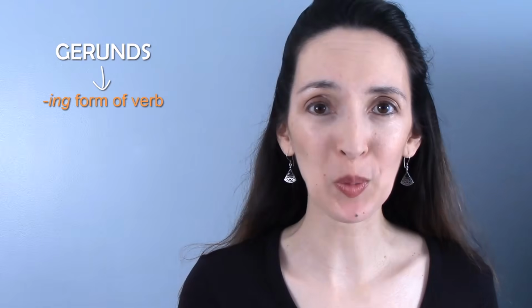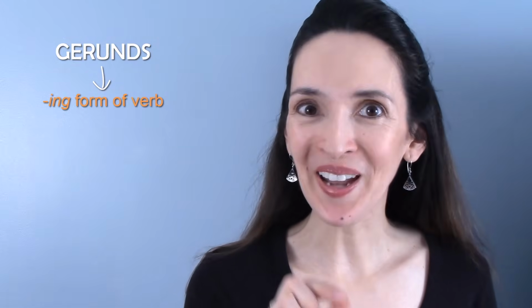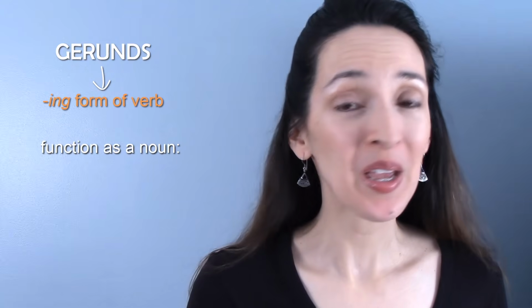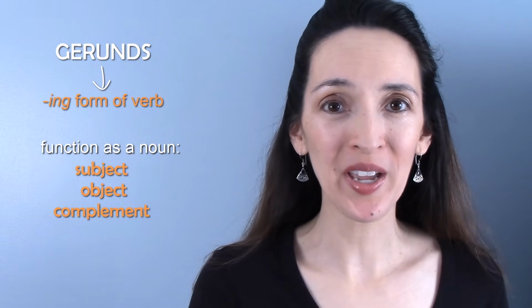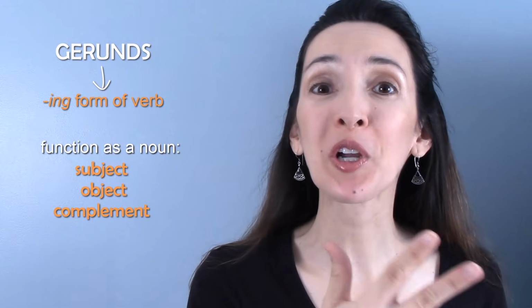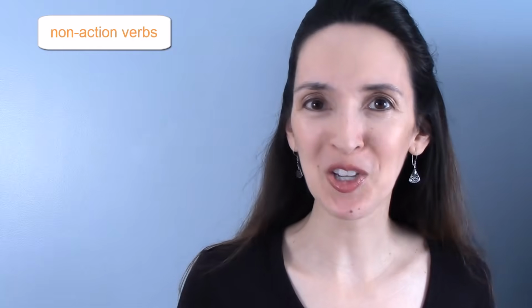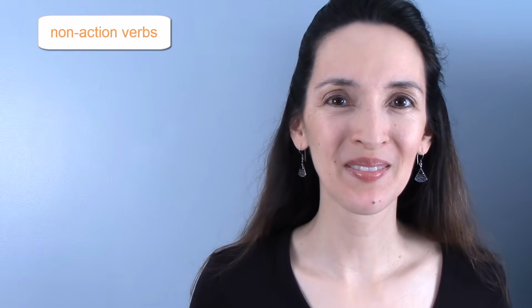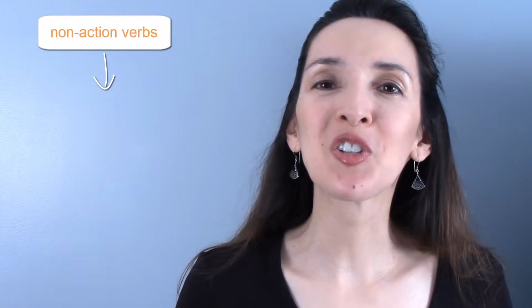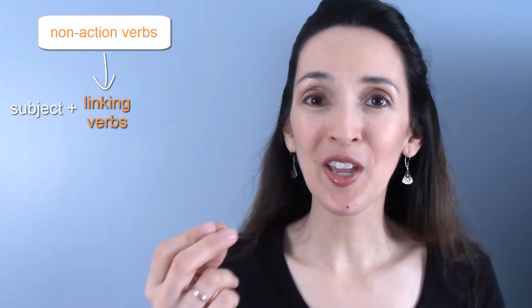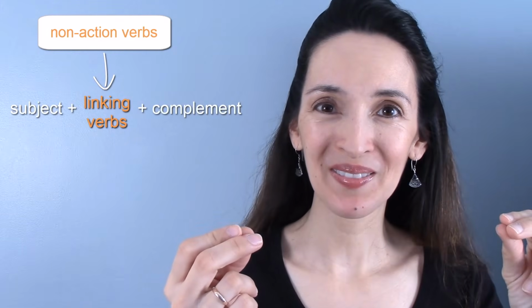Gerunds are special because we form them from verbs, but once we put on that ing ending, the word functions as a noun. So a gerund can be a subject, an object, or a complement. What's a complement? Well, let's go back to non-action verbs for a moment. You'll hear teachers talk about linking verbs. These are verbs that link the subject to a complement.